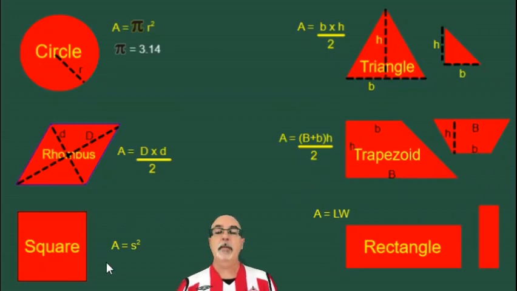Looking at the square, the area formula for a square is area is equal to side length squared. Well, all of the sides are the same on the square, so if we only know one of them, it means we know all of them.